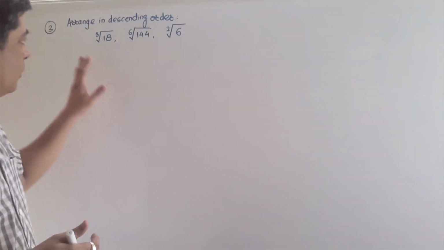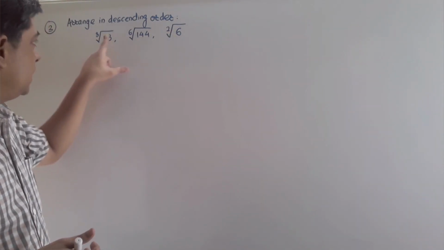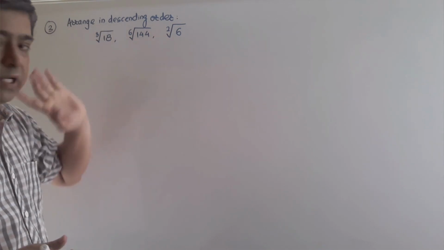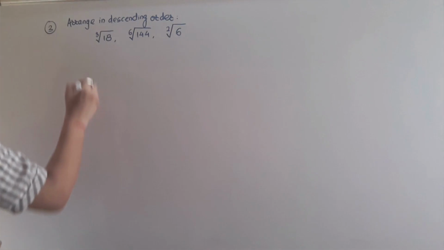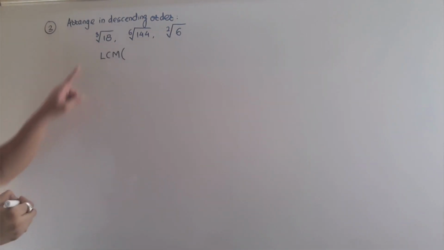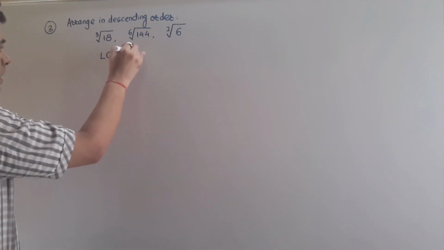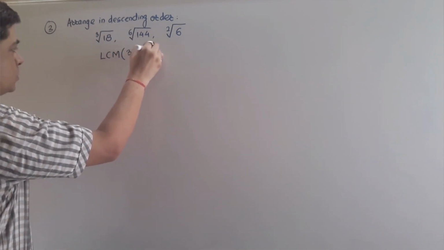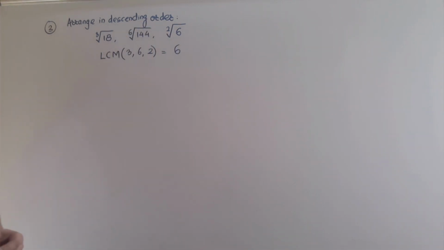So here first of all, we need to make all the terms order same. Here it is coming 3, here it is coming 6, and here it is coming 2. So first of all, we shall make their order same. How we can make it? First, I will take the LCM of these three orders, 3, 6 and 2. So 3, 6 and 2. Its LCM I will find out, and definitely it will come as 6.